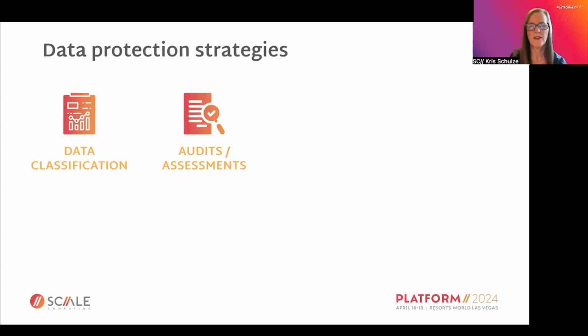Regular audits identify vulnerabilities and weaknesses in existing data protection measures to help organizations stay ahead of evolving threats. They ensure compliance with industry regulations and internal policies. The insights gained from audits enable organizations to continually improve their data protection strategies.